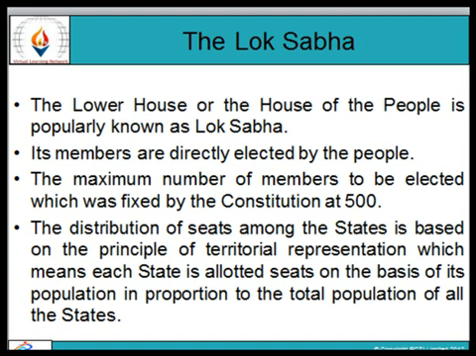The lower house or the House of the People is popularly known as Lok Sabha. Its members are directly elected by the people. The maximum number of members to be elected, which was fixed by the Constitution, is 500. The distribution of seats among the states is based on the principle of territorial representation, which means each state is allotted seats on the basis of its population in proportion to the total population of the states.